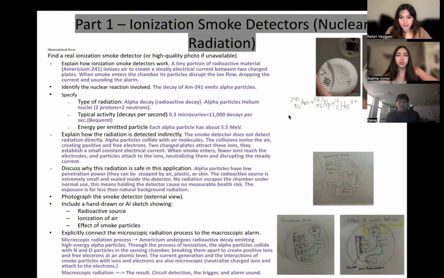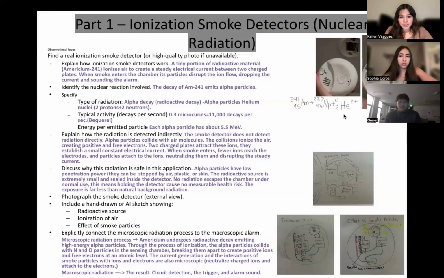You can see it right here. This is the alpha particle it emits, and the typical activity is 11,000 decays per second. Energy emitted from the particle: each particle has about 5.5 mega electron volts.